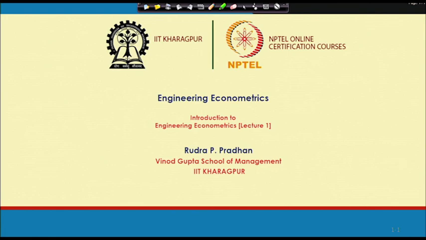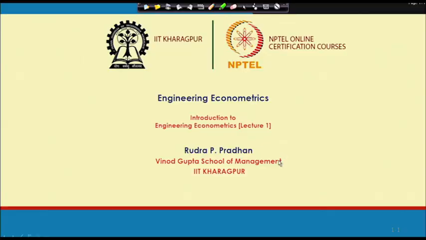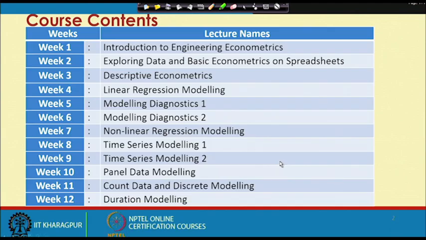Before we start the first lecture, let me first highlight the course contents, which will run from unit 1 to unit 12. In unit 1 we will discuss introduction to engineering econometrics, and here we will discuss various aspects of econometrics, the kind of requirement, the kind of scope, and the kind of engineering area where we can target and address the problem.